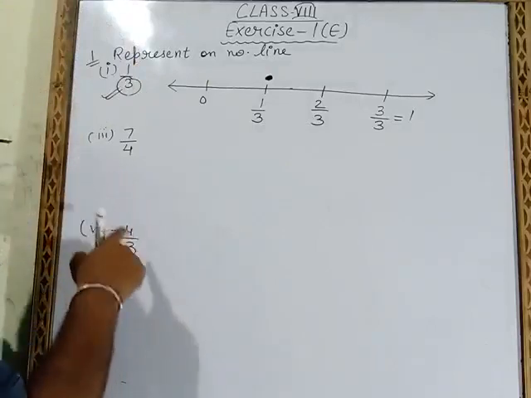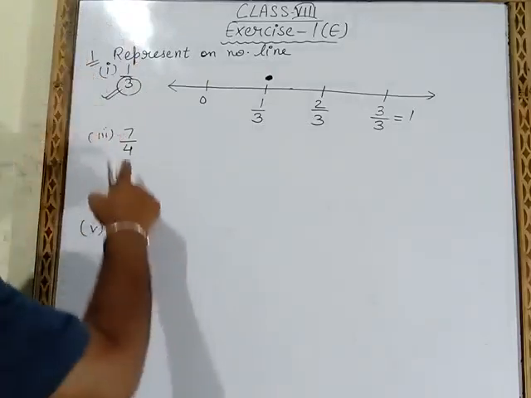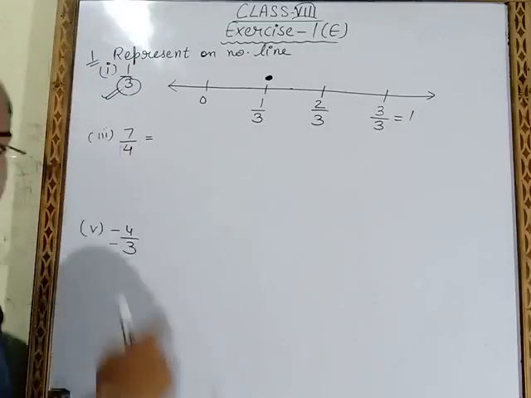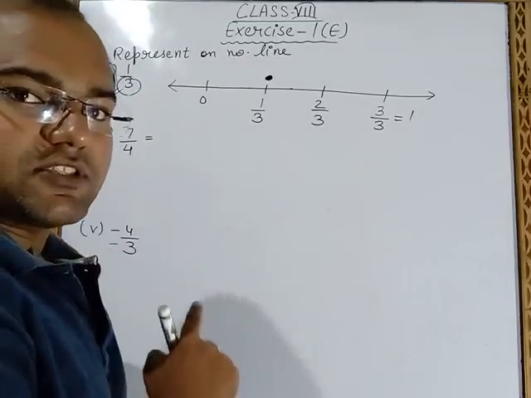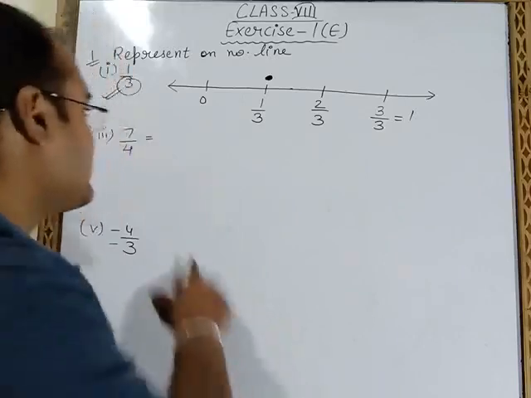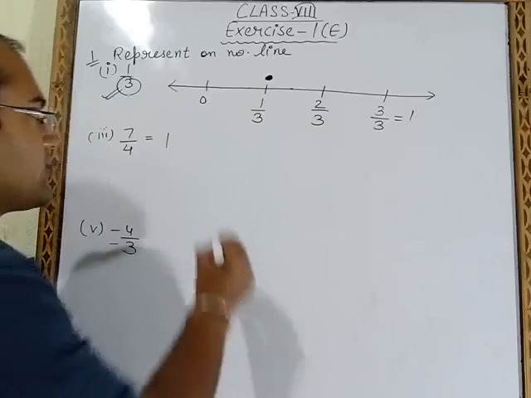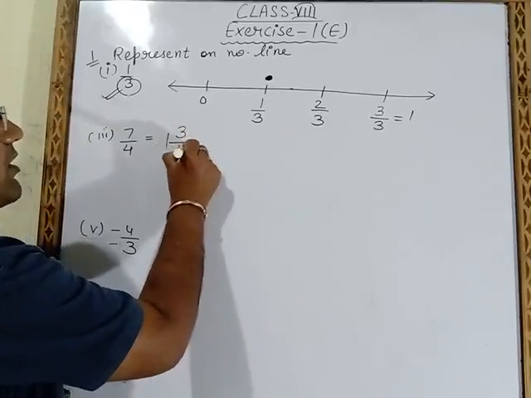Now see the third part. The third part is 7 upon 4. In this question, the numerator is greater and the denominator is smaller. So first of all we have to change this into a mixed fraction. 4 ones are 4, remainder 3. So it is 1 whole 3 upon 4.